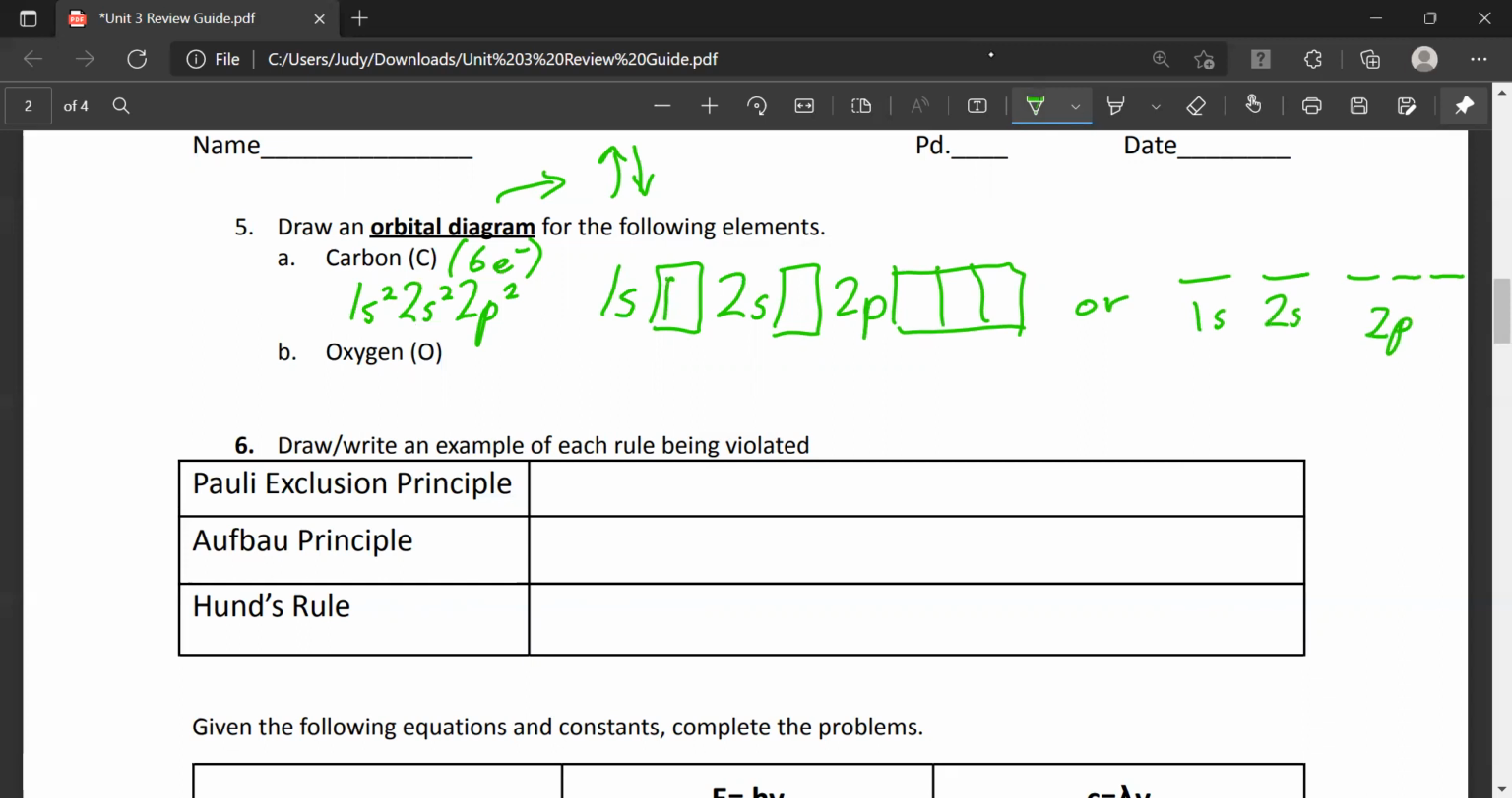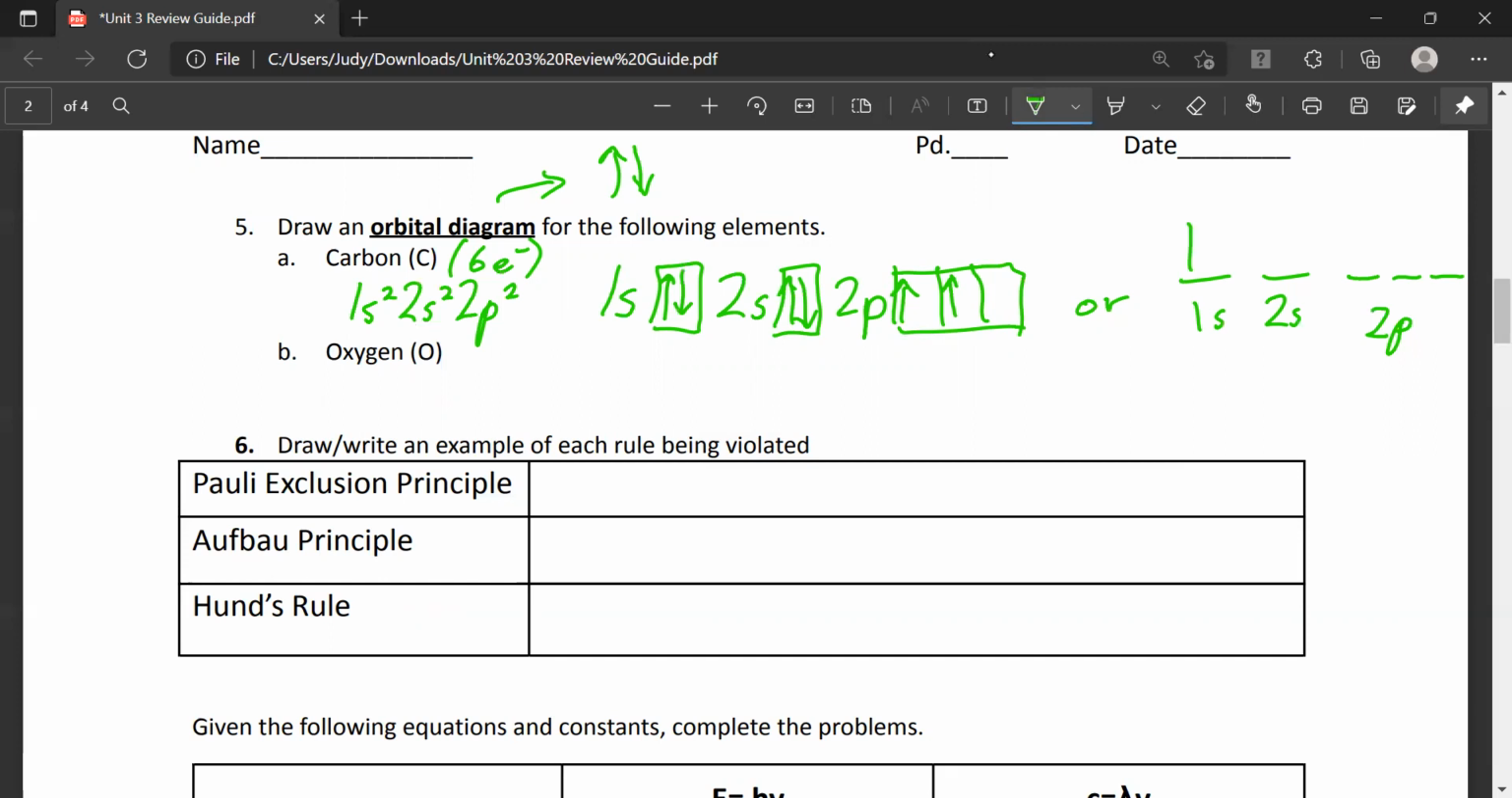So I'm going to put 1, 2. 2s has 2 electrons. So I'm going to put 1, 2. Now 2p, on the other hand, has 2 electrons. So I'm going to put 1 and 2, not next to each other, because it will break the Hund's rule, which I will talk about later on.